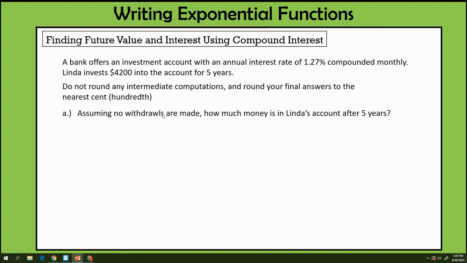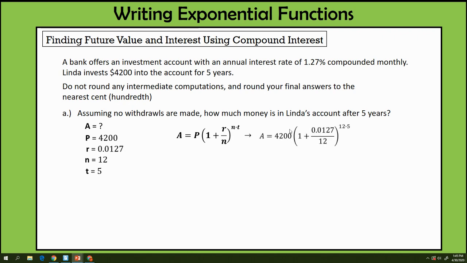Round your answer to the nearest cent. Okay, so assuming that she doesn't take any money out, no withdrawals are made, how much does she have in her account after 5 years? Well, start with our formula. This is our compound interest formula. A, how much does she have total in her account? That's unknown. Principal, $4,200. Rate, 0.0127, right? Move the decimal two to the left. N, 12. The number of times it's compounded is monthly. There's 12 months in a year. They're going to do it 12 times. Your time period is 5 years.